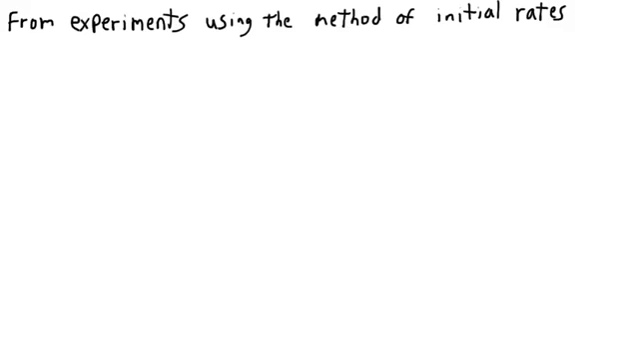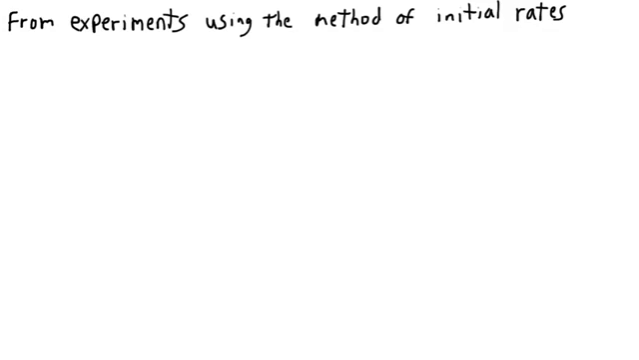Today we are continuing to look at rate laws. This video will show you how to find the rate law from an experiment or from experimental data. So this will help you with your next lab. The way we're finding a rate law is from experiments, and the method is called the method of initial rates.